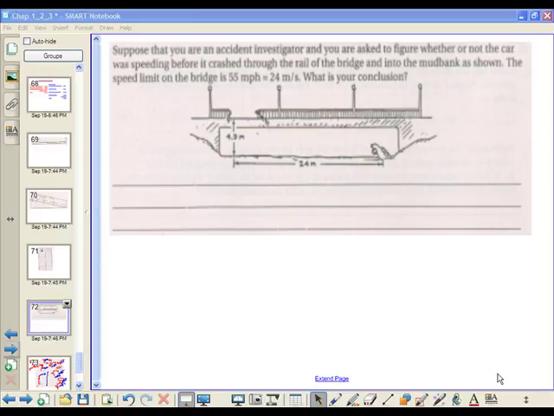So, was this guy speeding? Yes. Well, to fall 4.9 meters takes how long? 1 second. I understand. Mr. Reese, you said we fall 5 meters in 1 second.